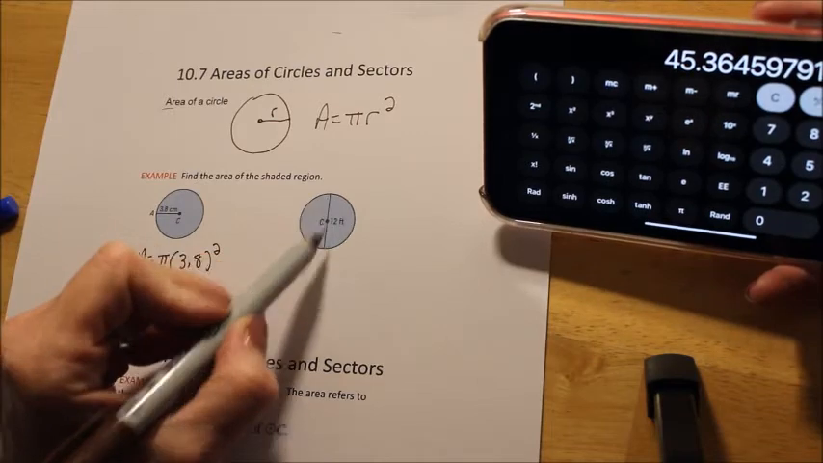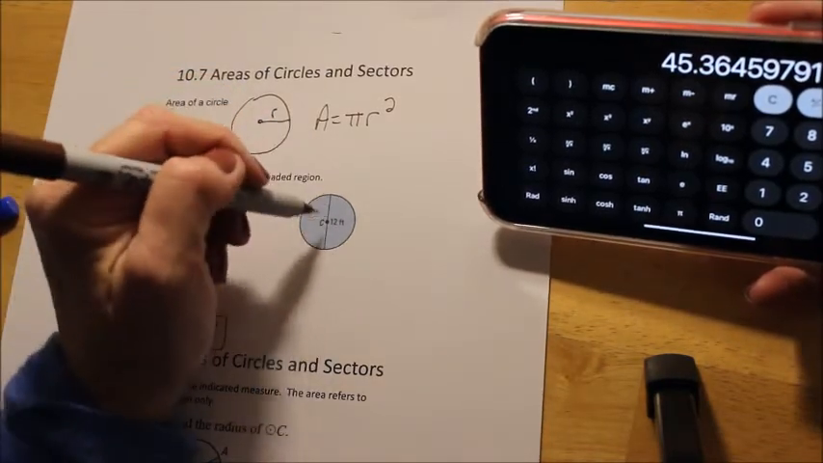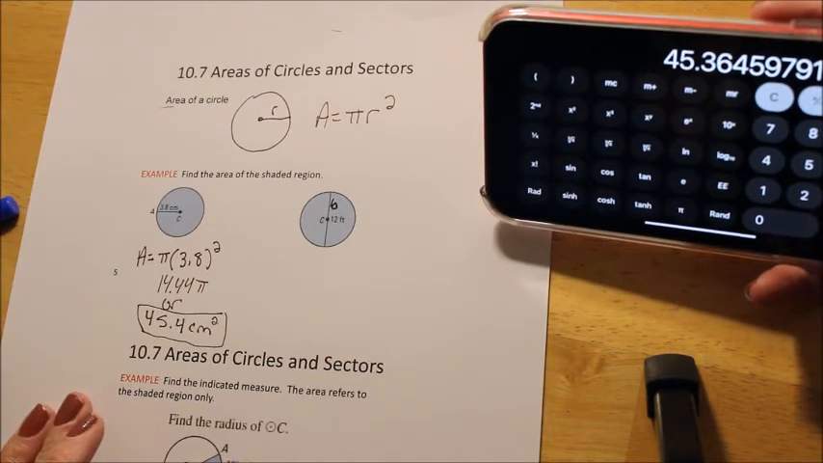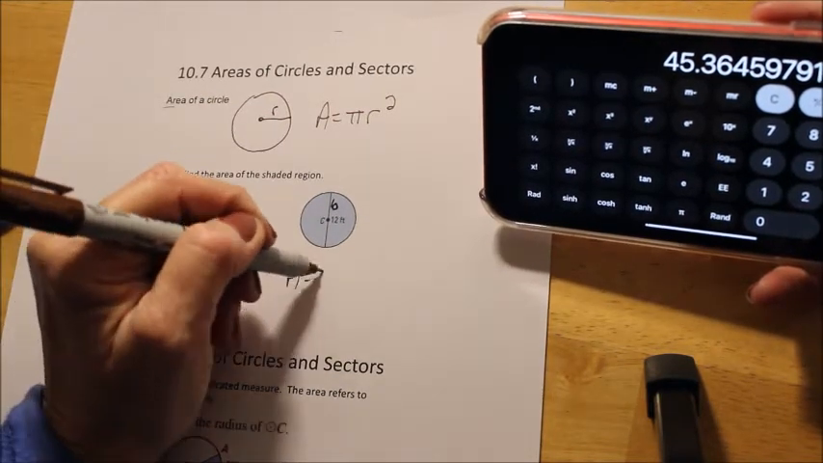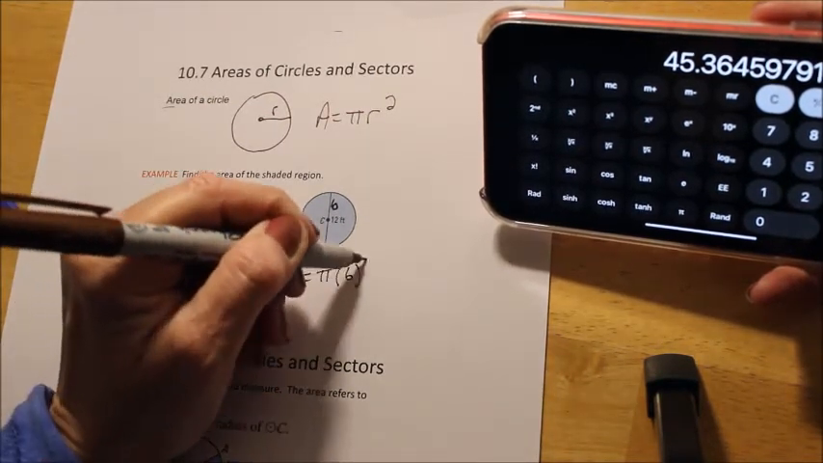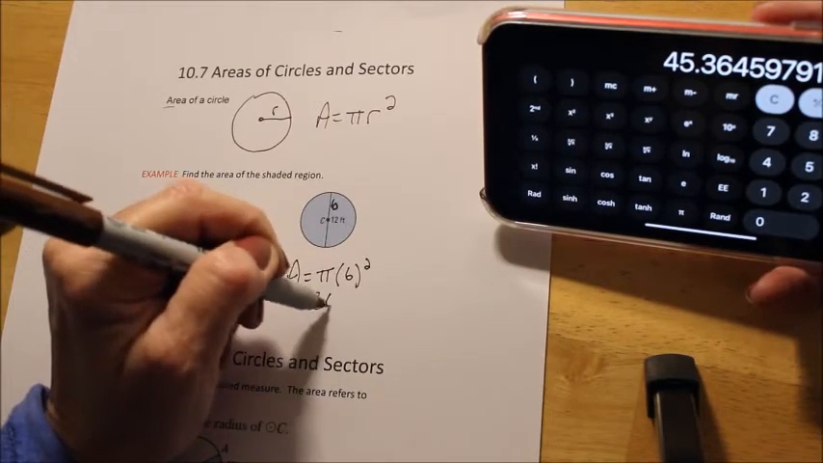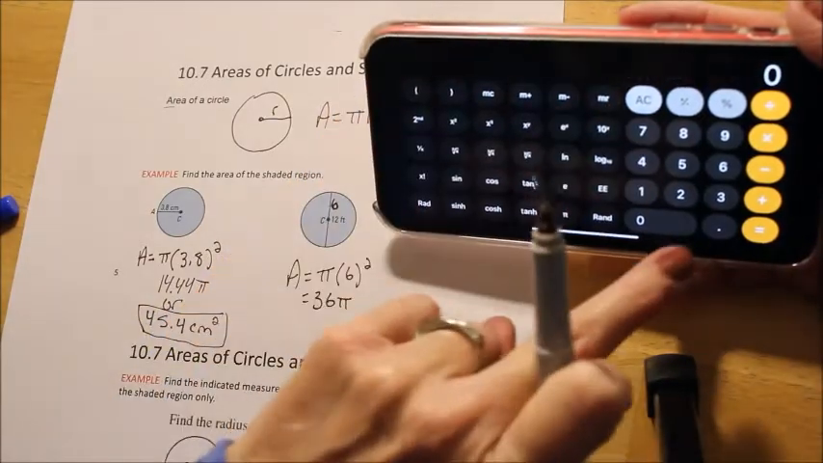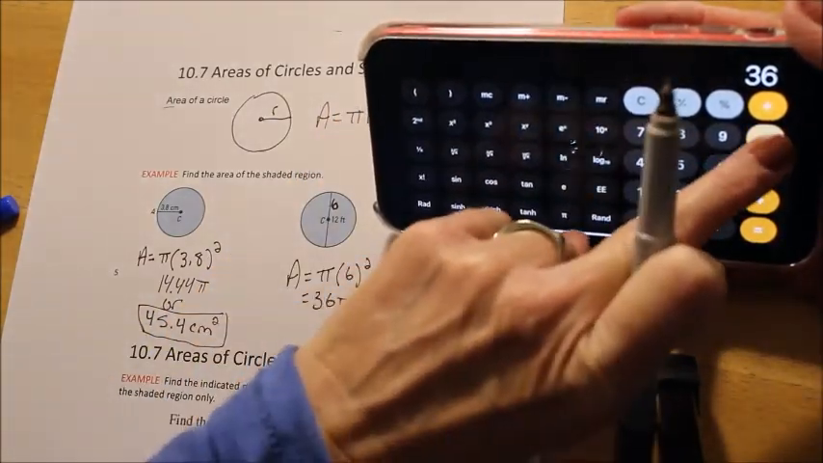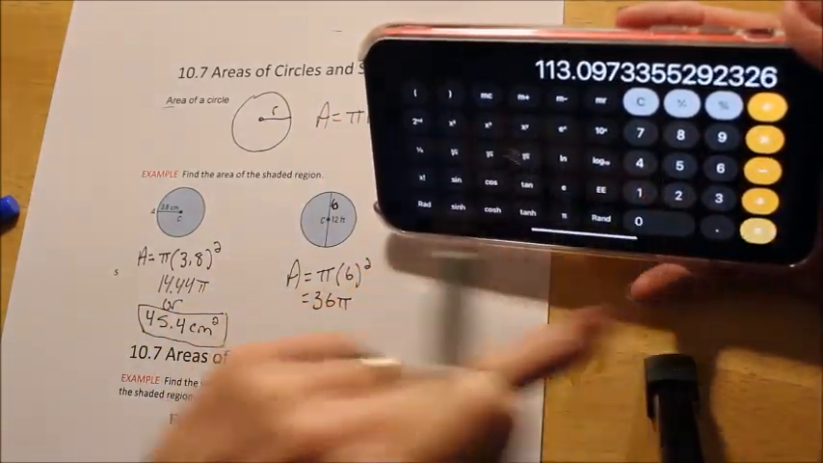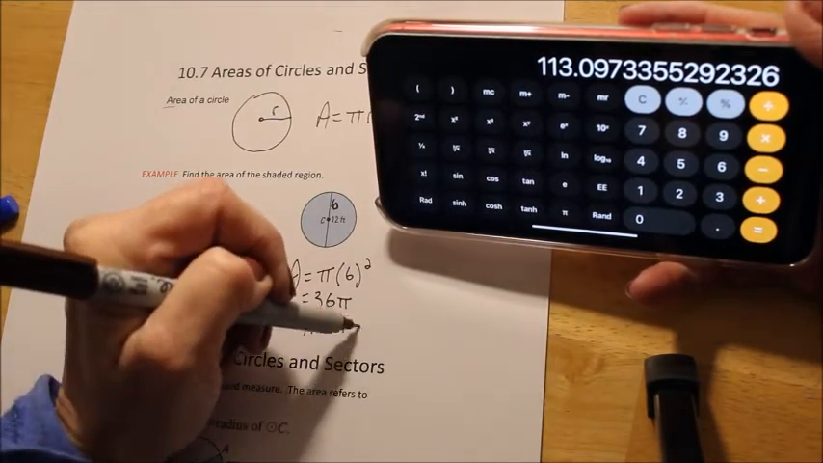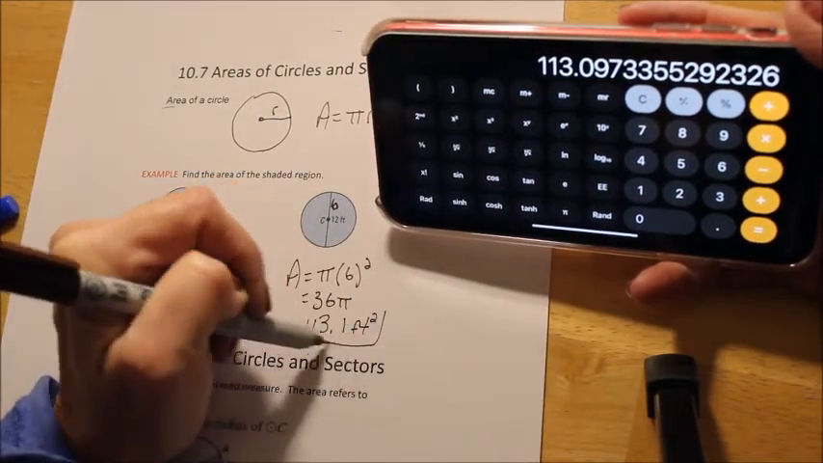Now notice that this one gives us the diameter. So remember, for area, you have to know the radius. Well, we know the radius is going to be 6. So the area is going to be pi times 6 squared, which is 36 pi. That would be in terms of pi. If I calculate that out, I get 113.1, and that would be in terms of feet squared.